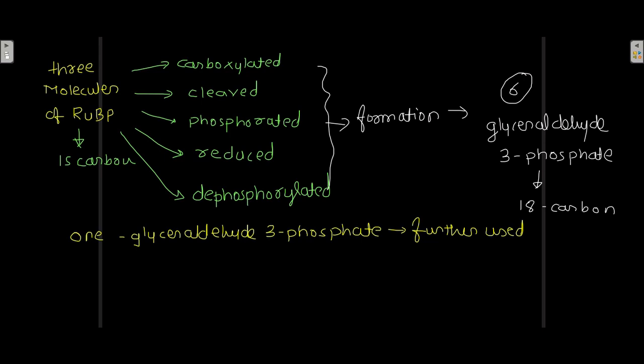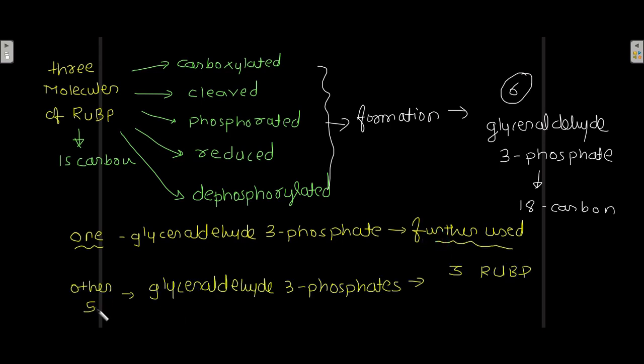Now out of these 6 glyceraldehyde 3-phosphates, 1 glyceraldehyde 3-phosphate is further used, and the other 5 glyceraldehyde 3-phosphates are used in the regeneration of 3 RuBP molecules.